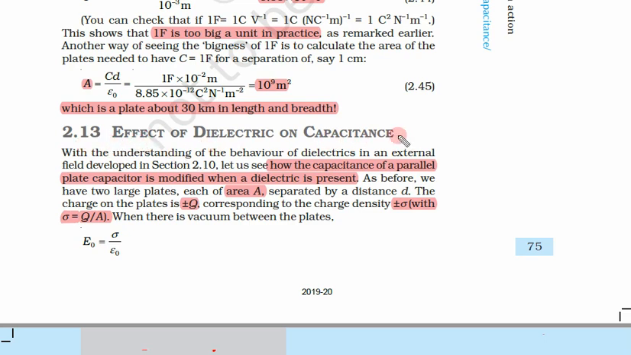Effect of dielectric on capacitance. Now, how is the capacitance of a parallel plate capacitor modified when a dielectric is present? That is our question. Again, there is a parallel plate capacitor. Each plate has an area A, and the charges on the plates are positive Q and negative Q, and the charge density on the plates is positive and negative sigma, and sigma is equal to Q upon A, that you know.